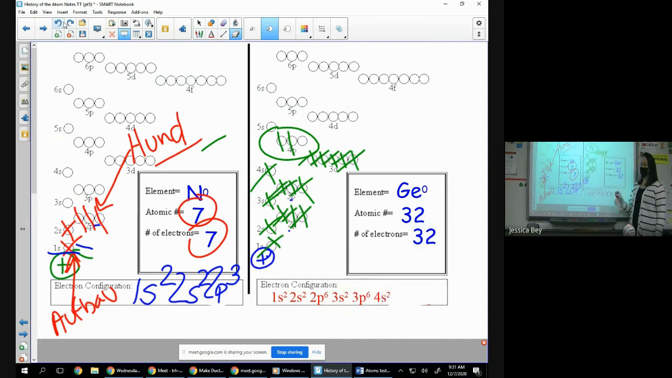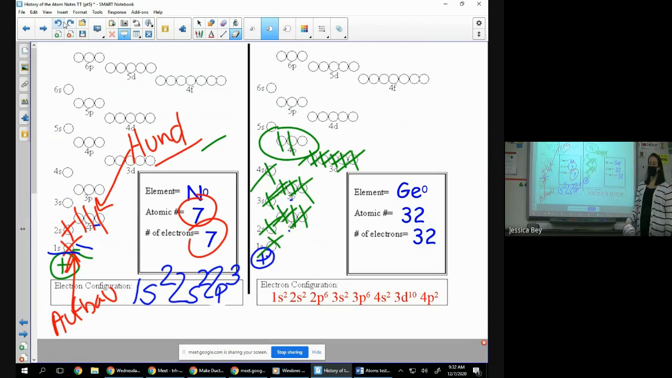And again, you're writing what you're doing: you're telling me where the electrons are. 3D has 2, 4, 6, 8, 10. So 3D 10. And then last but not least, you have 4p. How many electrons does it have? 4p has, perfect, 2.